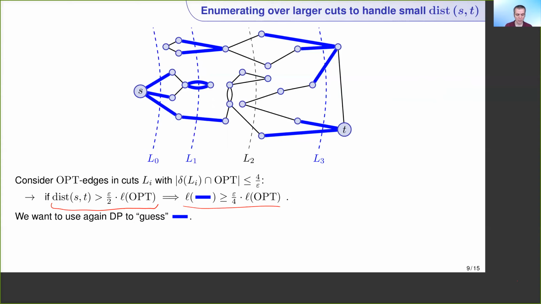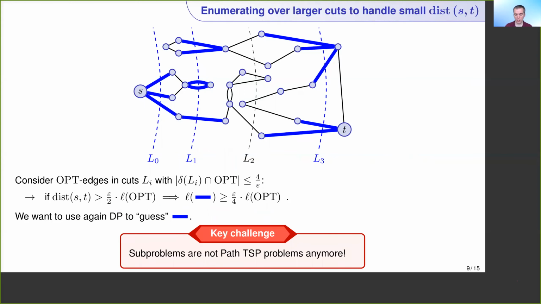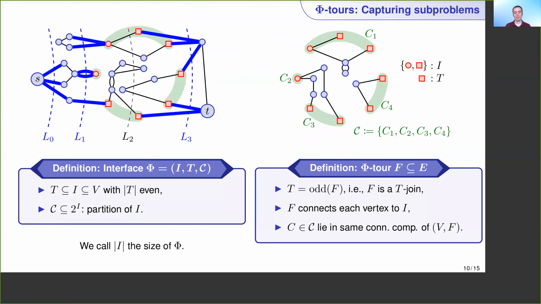That's good, because either the distance is smaller or equal to epsilon half times L opt, and in that case, the path TSP and TSP problems are almost the same with the canonical reductions at the beginning, or we will guess a constant fraction of opt. The key issue is that the subproblems are not path TSP problems anymore, and this is what we have to address. For this, we introduced the notion of T-joins, which is one way to capture those subproblems.